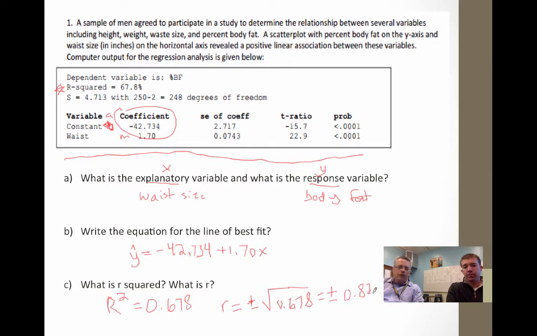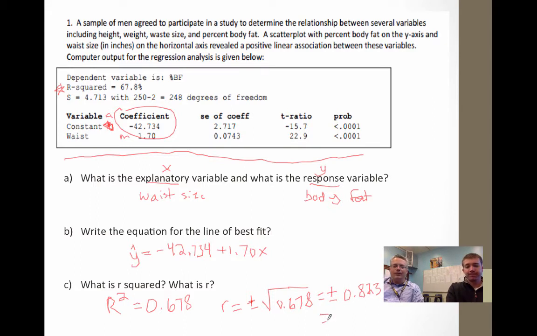So if we're given r squared, we can take a square root. So you remember there are two numbers that, when you square them, give you 0.678. Now, how do you decide whether it's positive or negative? Well, we can look at the slope. Very good. If the slope is positive, the pattern is going up, and r should be positive. If the slope is negative, it's going down, and r should be negative.